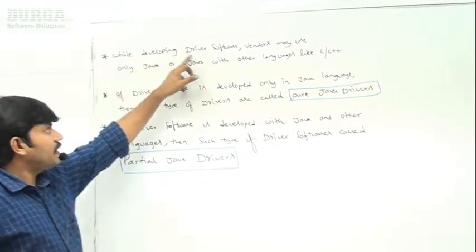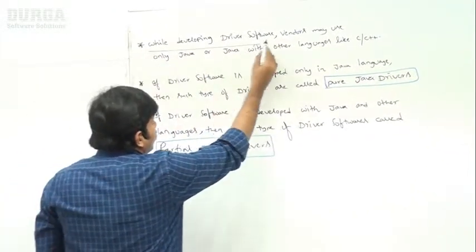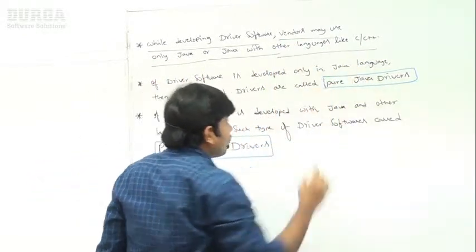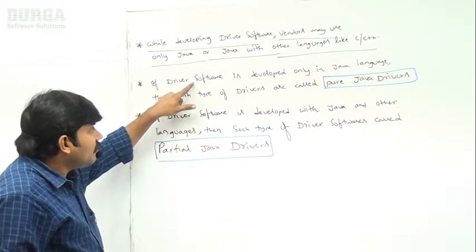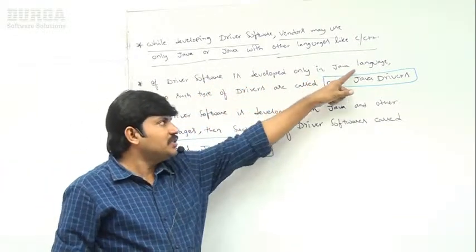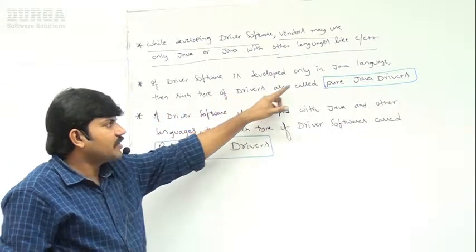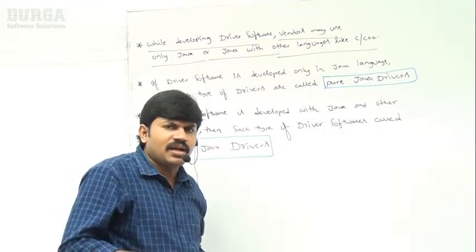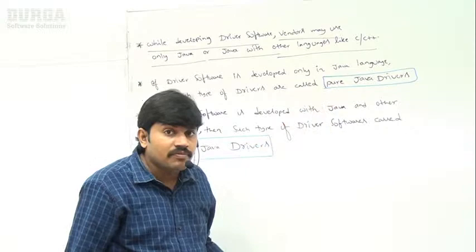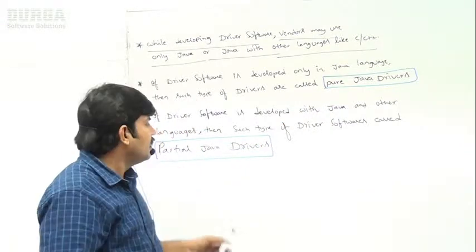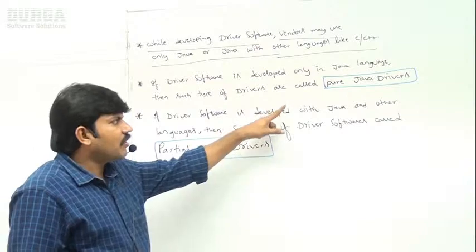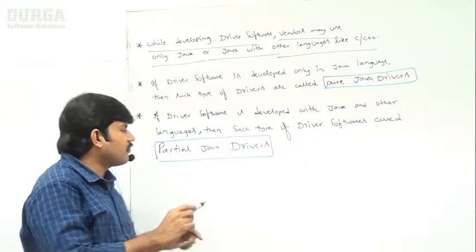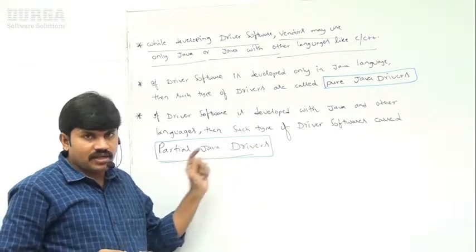So while developing driver software, vendors may use only Java or Java with other languages like C or C++. If driver software is developed only in Java, completely in Java, such drivers are called pure Java drivers. Next, if a driver software is developed with Java and other languages, then such driver softwares are called partial Java drivers.